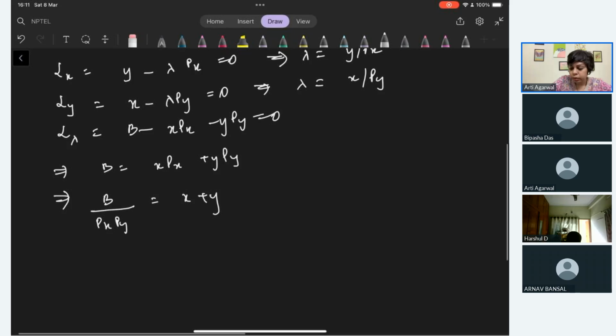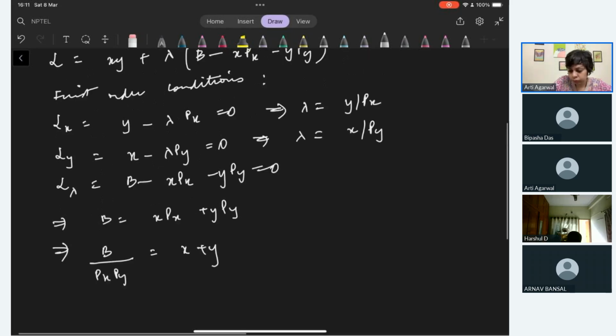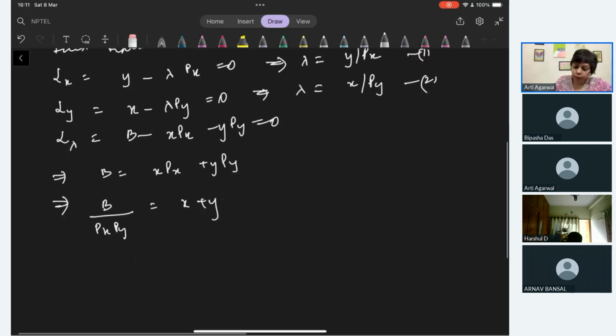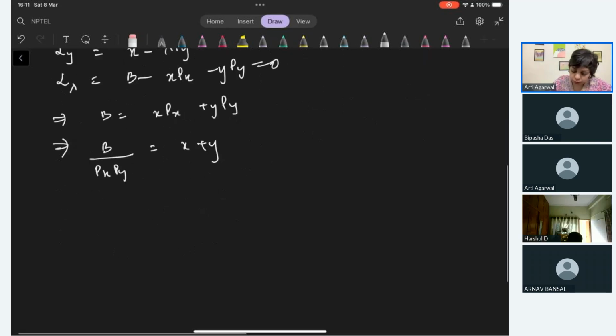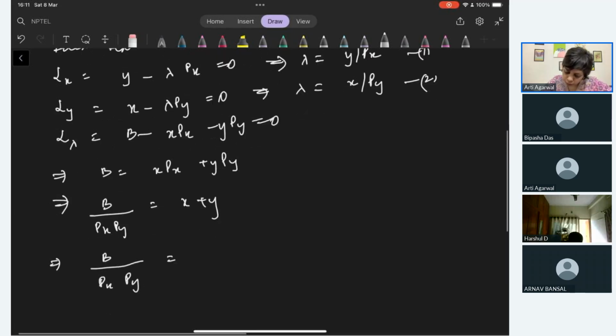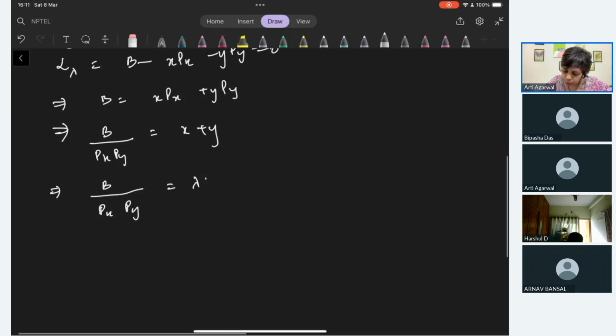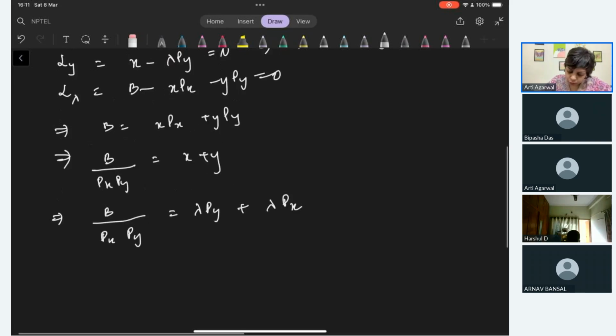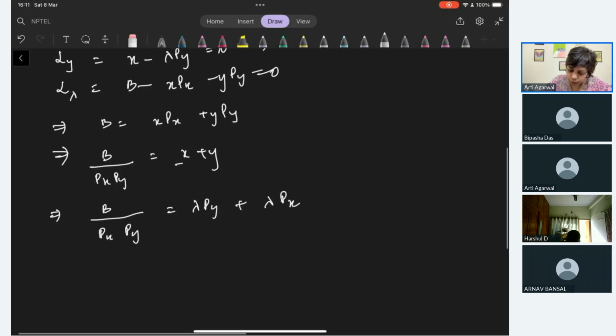Now, from these two equations, I can just plug in the value of x and y in terms of px and py. So this is b by px py, and x by py is nothing but lambda, and y by px is nothing but lambda. Sorry, we divided the whole equation, right? So this just becomes 2 lambda.